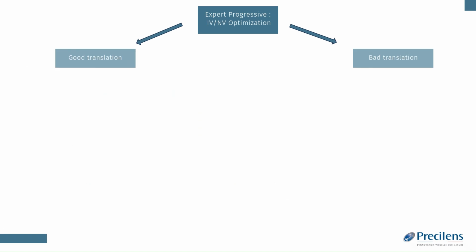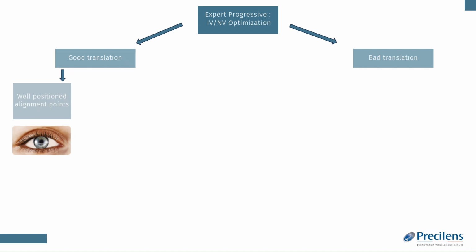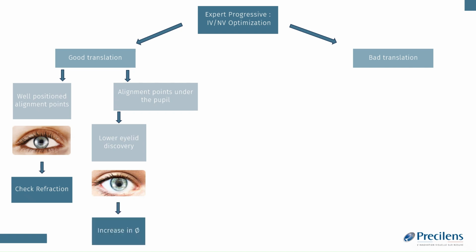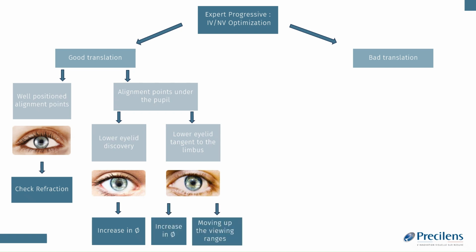Here is the decision tree of optimization in case of discomfort in intermediate vision and/or near vision. If the translation in the lower view is good and the alignment points are correctly positioned, the over-refraction must be checked. On the other hand, if the alignment points are located under the pupil and the lower eyelid shows an uncovering, it is advisable to increase the diameter. If the lower eyelid is tangent to the limbus, the diameter and/or the range of near vision should be increased. For this modification, please contact Technical Assistance Team.